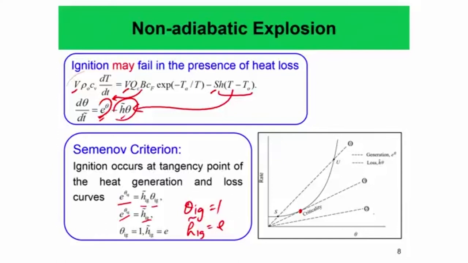It means that at the critical condition your heat generation rate is equal to your heat loss rate, and also the rate of change of heat generation and the rate of change of heat loss should be the same, by this tangency condition. So, this is the tangency condition, and this is called the Semenov criterion.